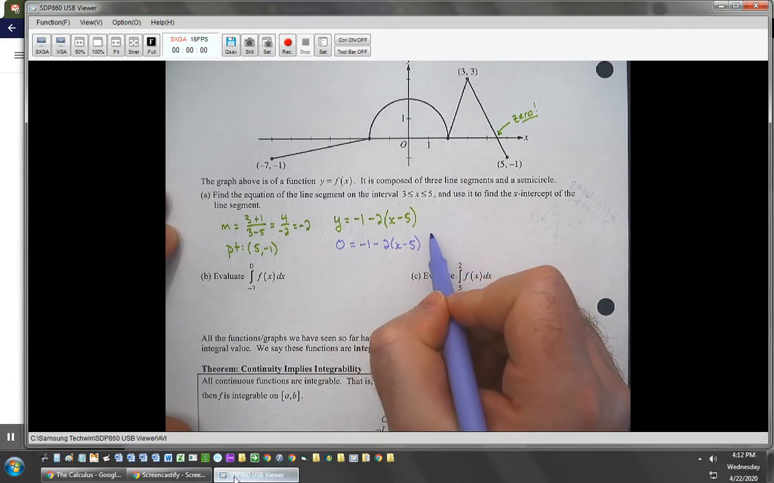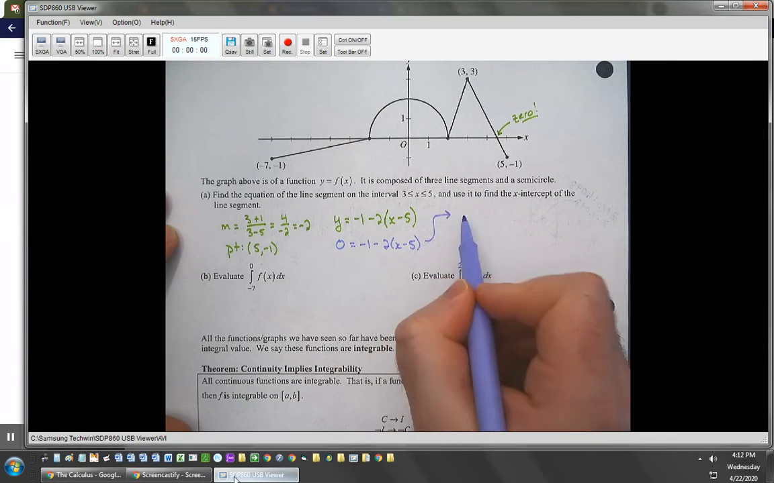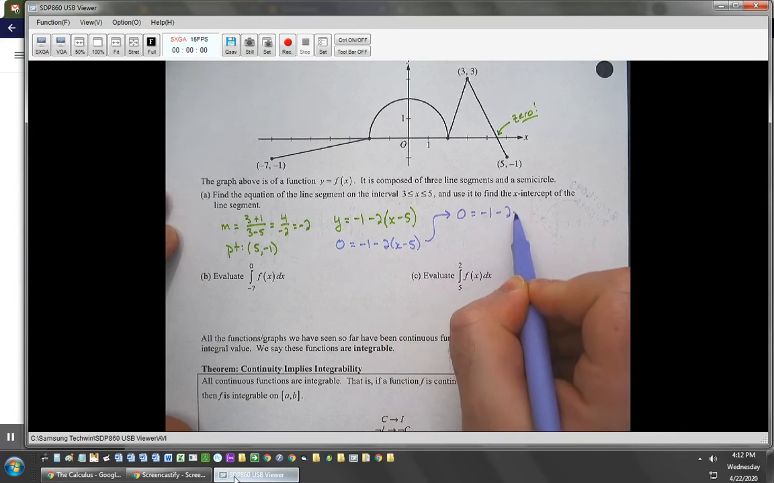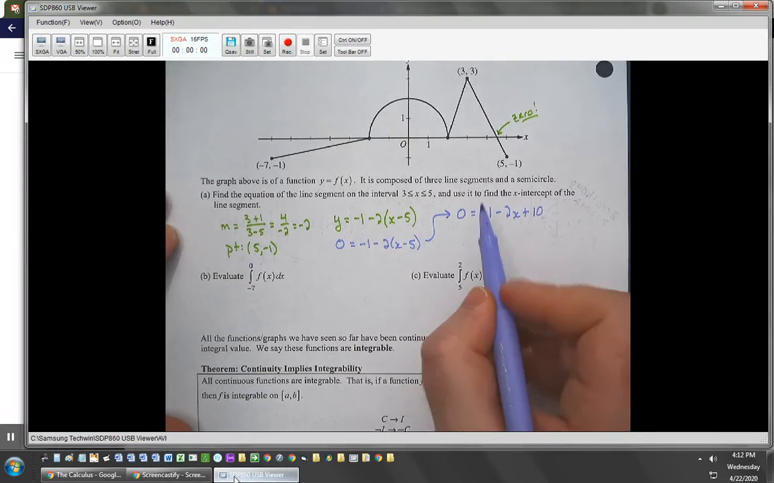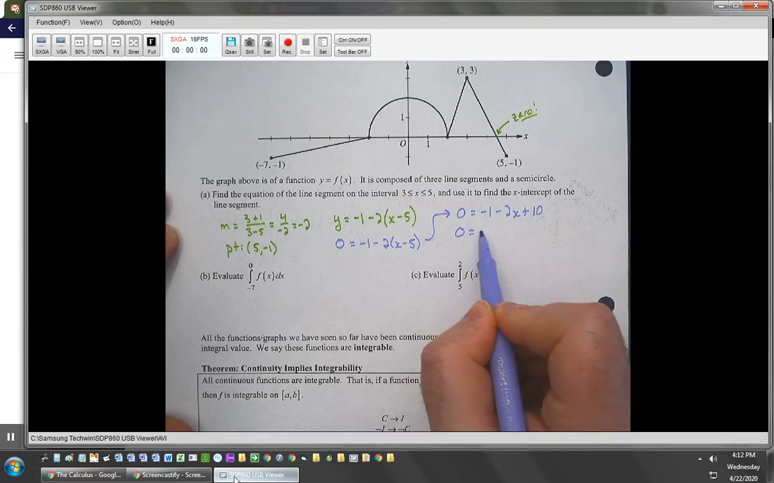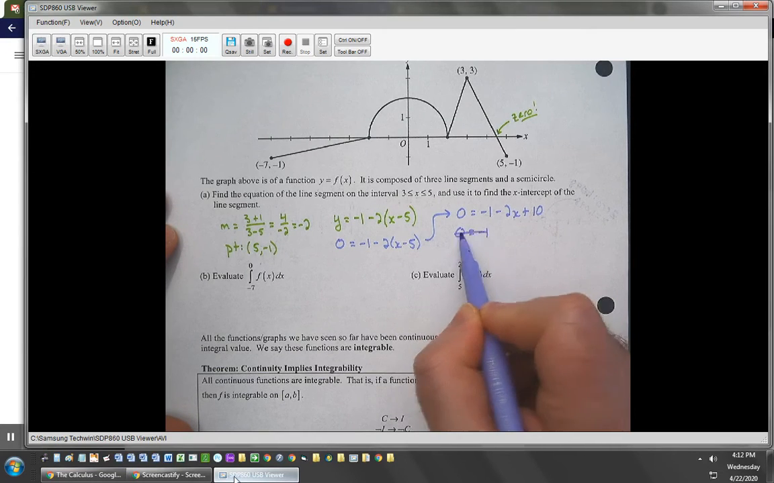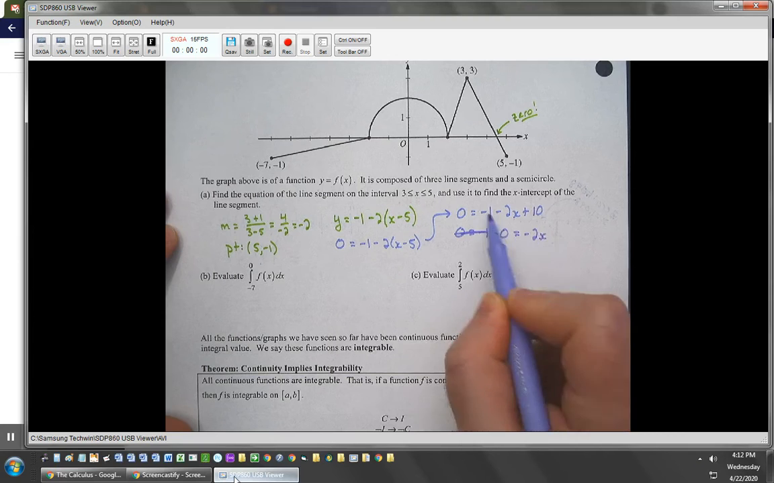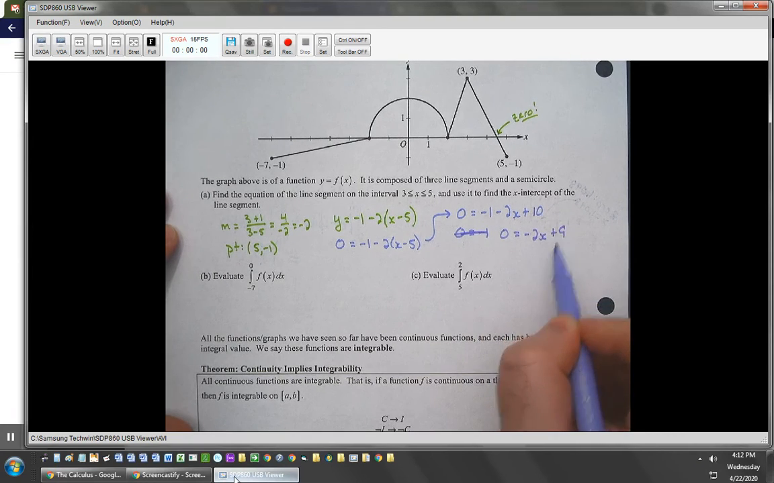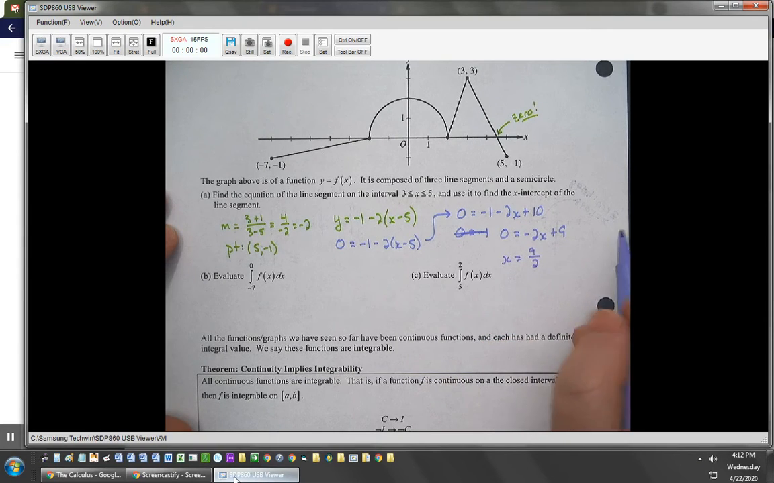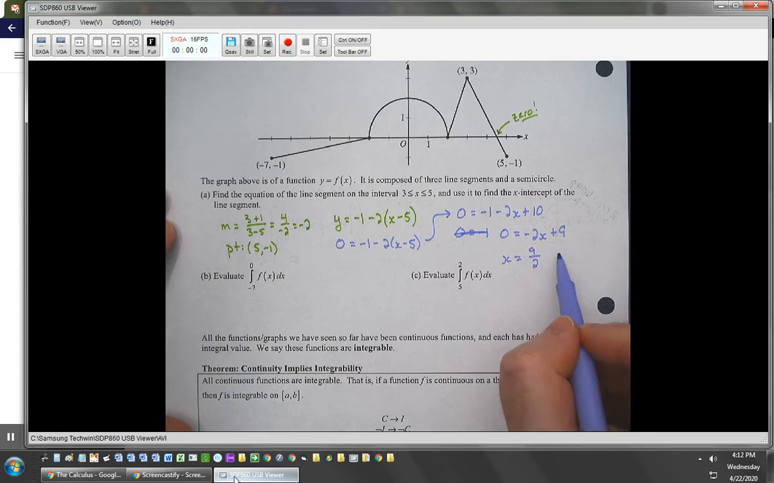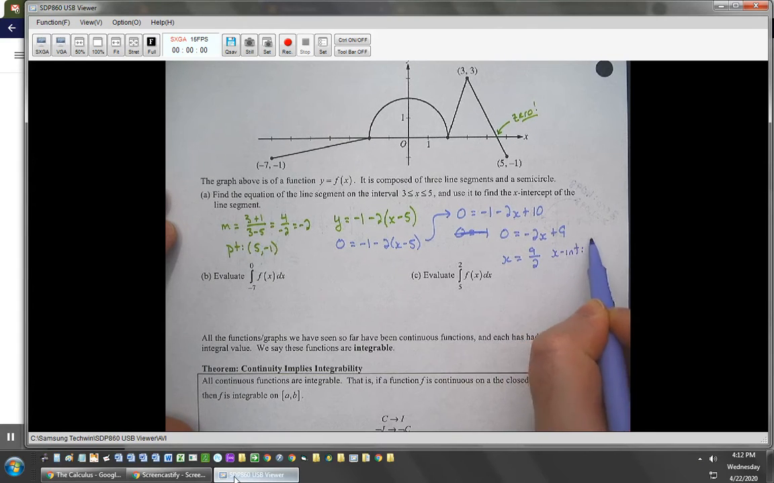I'm going to run out of room, so I'm going to go over here. 0 equals negative 1 minus 2x plus 10. That took way too long. That's all right. 0 equals negative 1 plus 10, so 0 equals negative 2x plus 9. I'm going to bump the 9 over, and divide by 2. I get x equals 9 halves. So my x-intercept is 9 halves, 0.